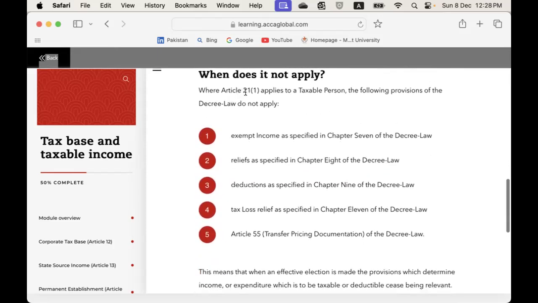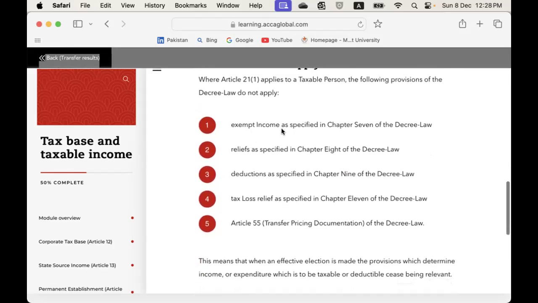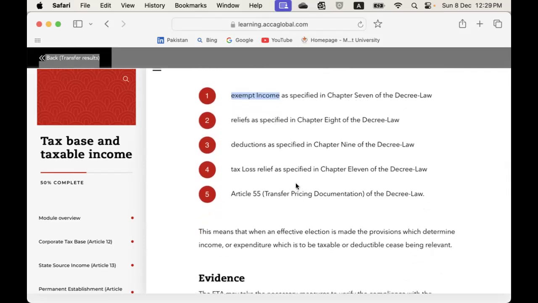When does it apply? Article 21 applies to a taxable person, and the following provisions of the decree law shall not apply. So if you are going into small business relief, what is the consequence of a company taking the small business relief option? They will have to ignore all of that basically. They will not consider that they had exempt income. So it becomes kind of a tax holiday for that company, and it is available until 2026. So exempt income will not be available.